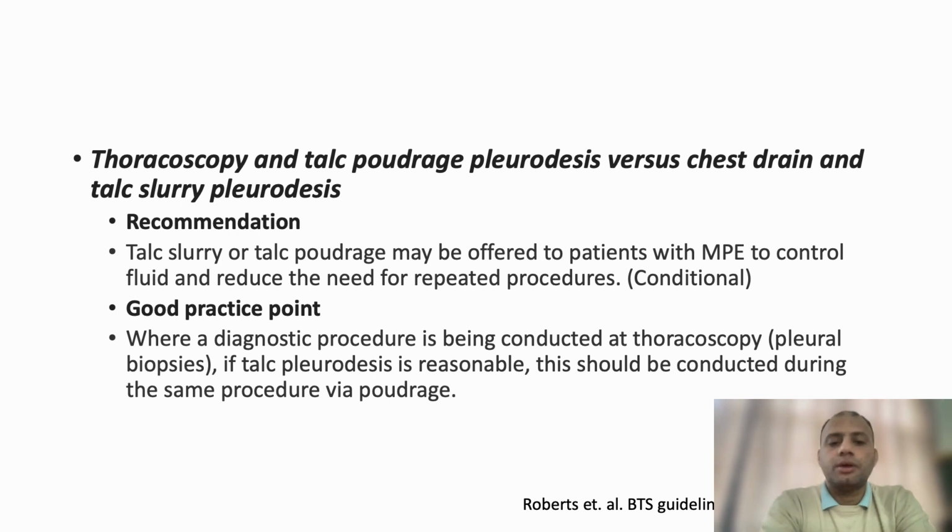This is taken from the BTS guideline 2023. Thoracoscopic talc powder pleurodesis versus chest drain and talc slurry pleurodesis. It is recommended that talc slurry or talc powder may be offered to the patient with MP to control fluid and reduce the need for repeated procedures, whereas the good practice is, if the diagnostic procedure is being conducted at thoracoscopy, and talc pleurodesis is reasonable, then it should be conducted in the same setting via powder.